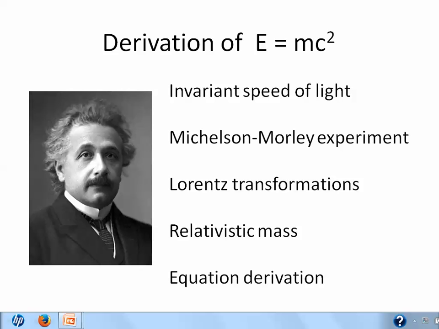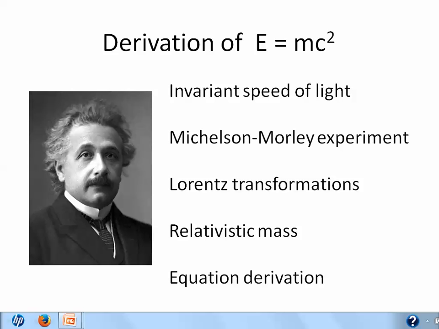Special relativity superseded Newtonian mechanics by explaining how the speed of light with respect to any inertial reference frame, any reference frame that is not accelerating, is constant and is independent of any motion of the observer or the light source. Einstein's 4th paper can be summarized by E equals mc squared, where E stands for energy, m stands for mass, and c is the velocity of light.